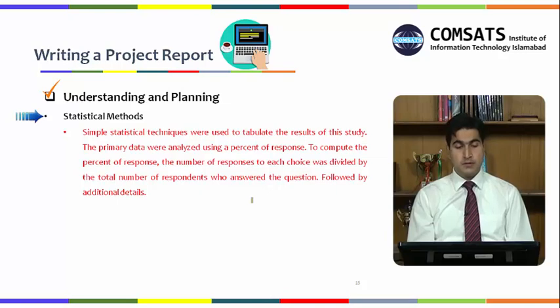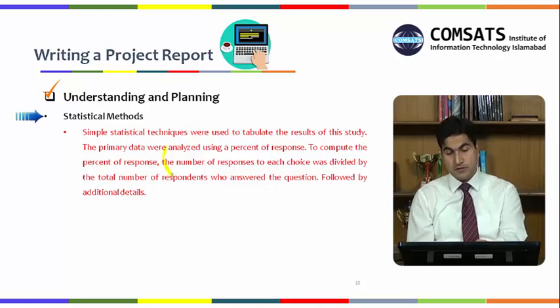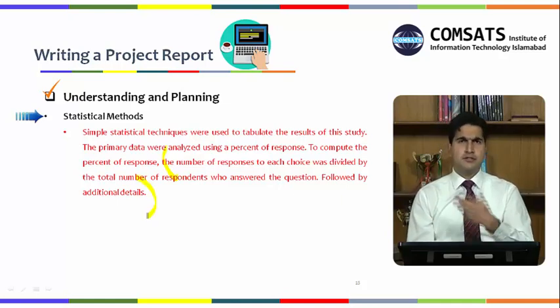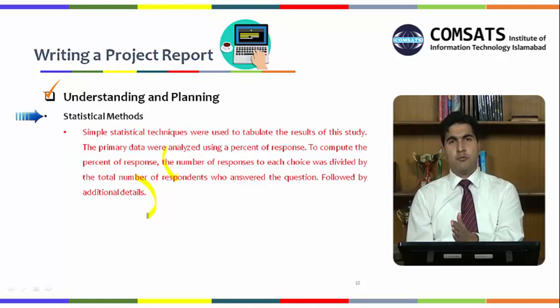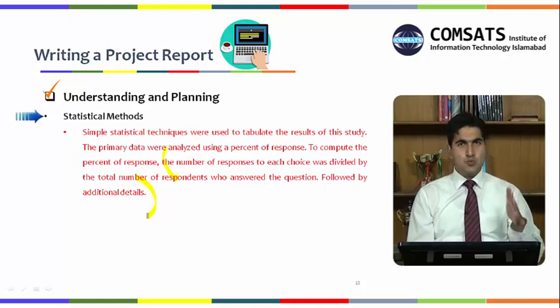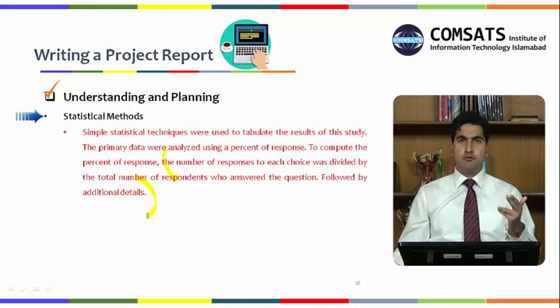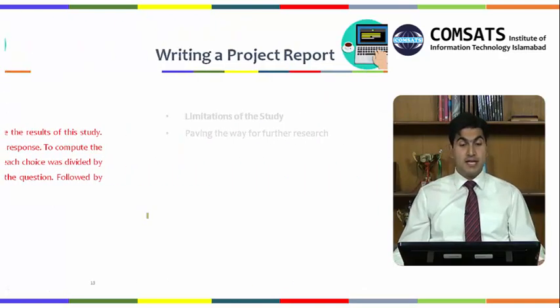To compute the percent of response, the number of responses to each choice was divided by the total number of respondents who answered the question, followed by additional details. But this is the basic formula through which the percentage was calculated for each variable. You got the formula, and you have to mention it within your method as well.